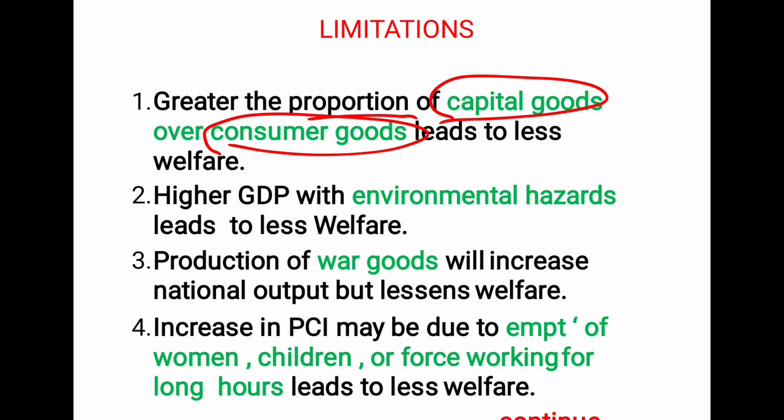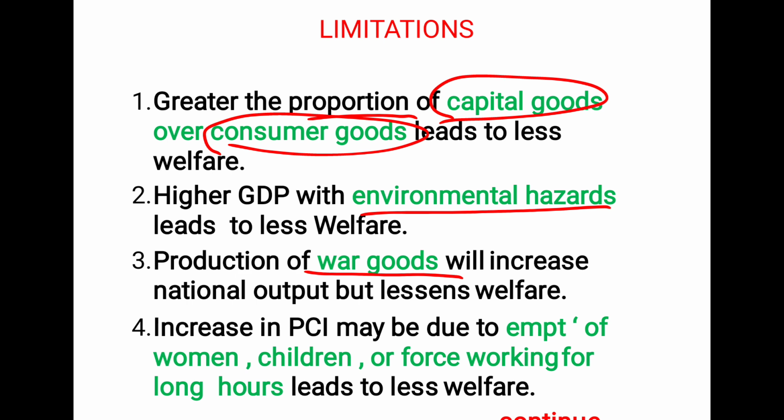The second one is environmental hazards. As we invest more and more in the industrial sector, we are going to face the consequences. There are going to be environmental issues which will destroy the living beings in the universe. The third one is production of war goods. That is not going to be welfare. That is expenditure, more expenditure if we spend on war goods.